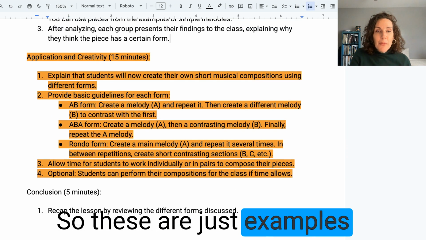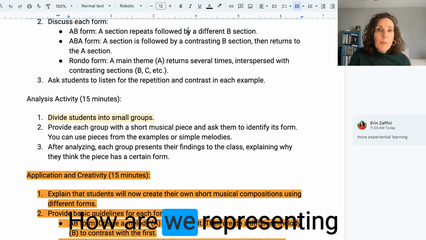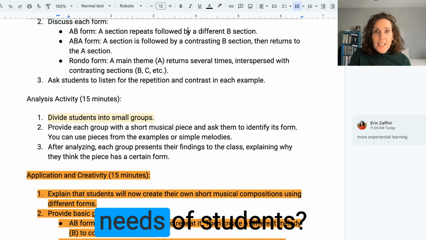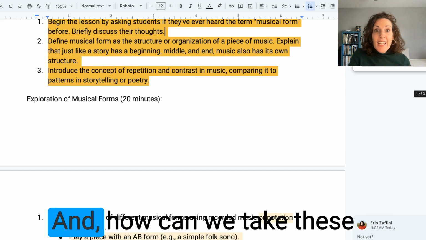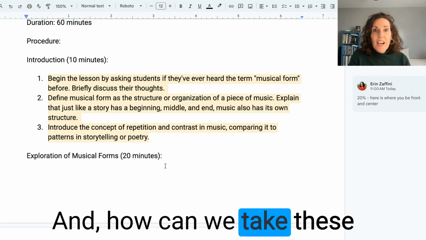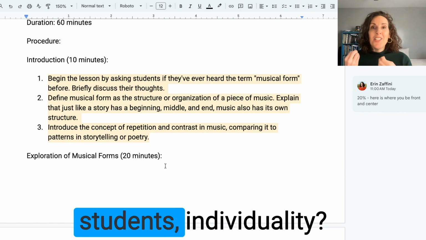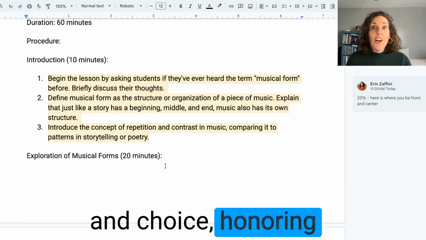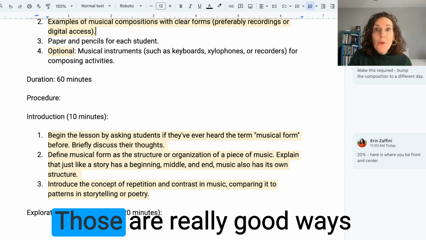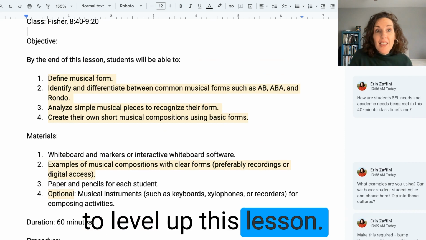So these are just examples of ways that we could level up this lesson. How are we representing the different learning needs of students? How are we meeting those social and emotional needs? And how can we take these ideas of different musical examples and bring in students' individuality, honoring student voice and choice, honoring students' culture? Those are really good ways to level up this lesson.